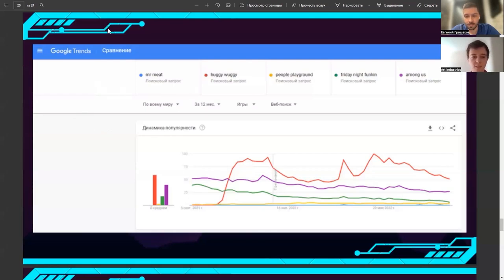In general, if you have an interest in any of these niches, it is advisable to visit Google Trends to see the frequency of searches for these games on Google. I have listed some examples here. Mr. Mig, Huggy Wuggy, People Playground, Friday Night Funkin', and Among Us. If the settings make it difficult to visualize, please refer to the mentioned names at the top. I mean, these are the titles of the games.